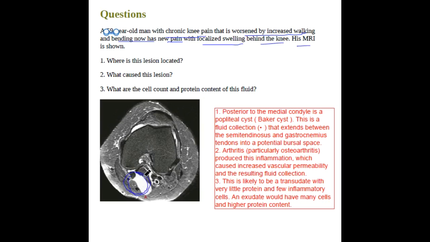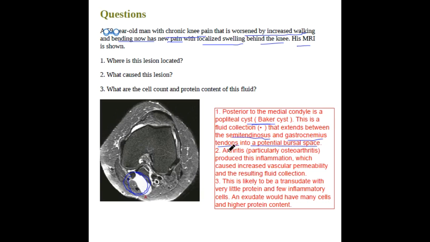This is the fluid collection, and it is located behind the medial condyle. This is called a popliteal cyst or Baker's cyst. This lesion is a fluid collection that extends between the semitendinosus and gastrocnemius tendons into the potential bursal space. What caused this lesion?